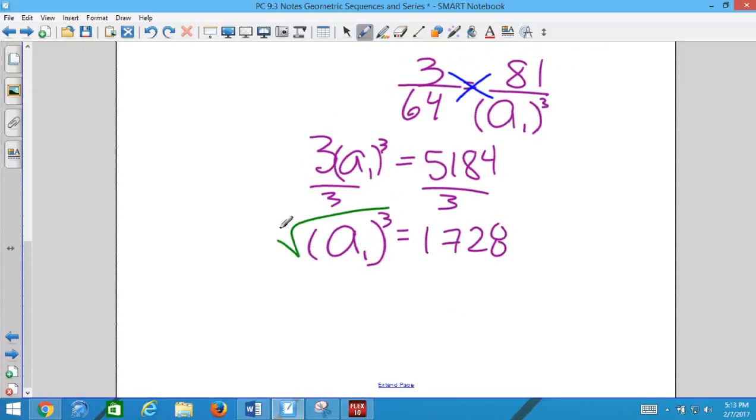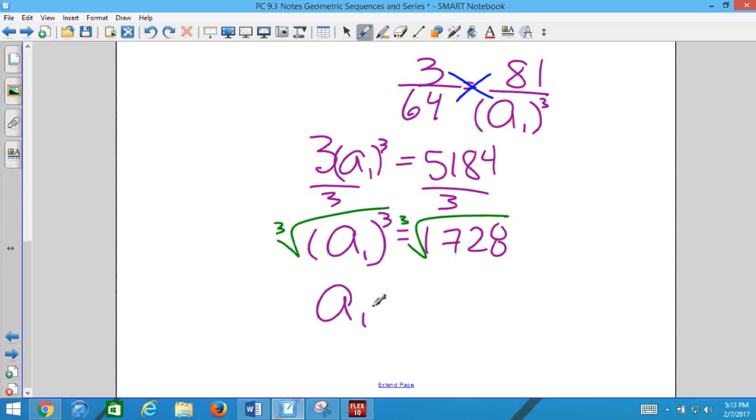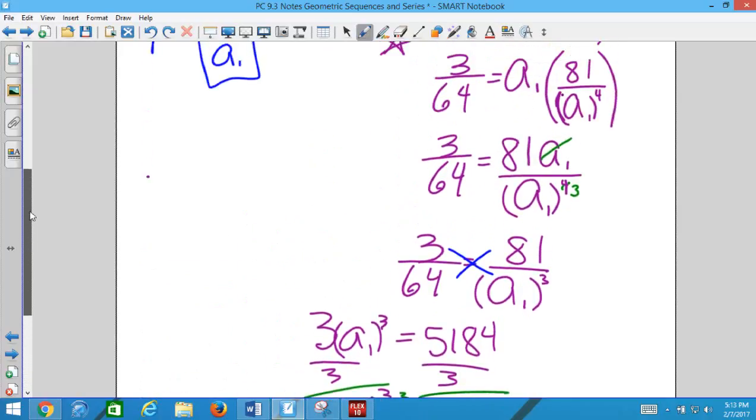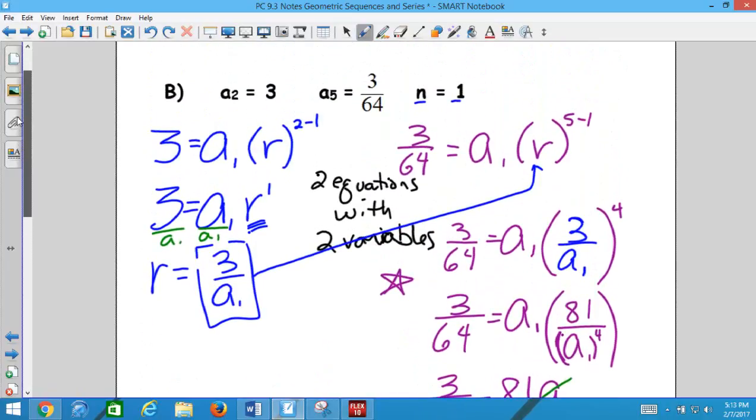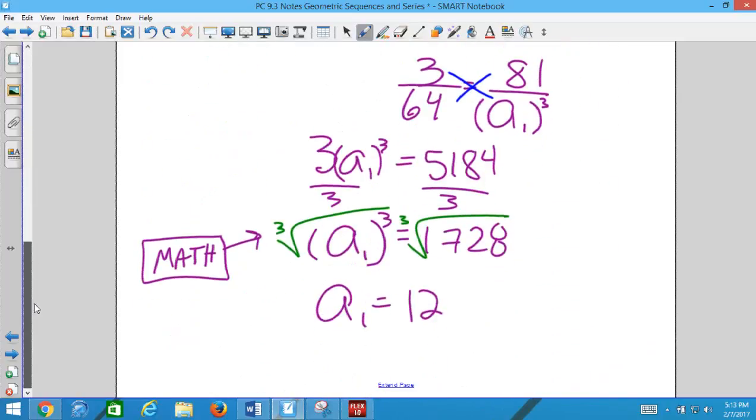Take the cube root of both sides and get a sub 1 is equal to 12. And I just use the cube root on my calculator. It's under the math button. There's a cube root under there. All right, after I do all this, what was I really trying to find the answer for? I was trying to find n equals 1. I was trying to find the first term, which is a sub 1, and I already found the answer.